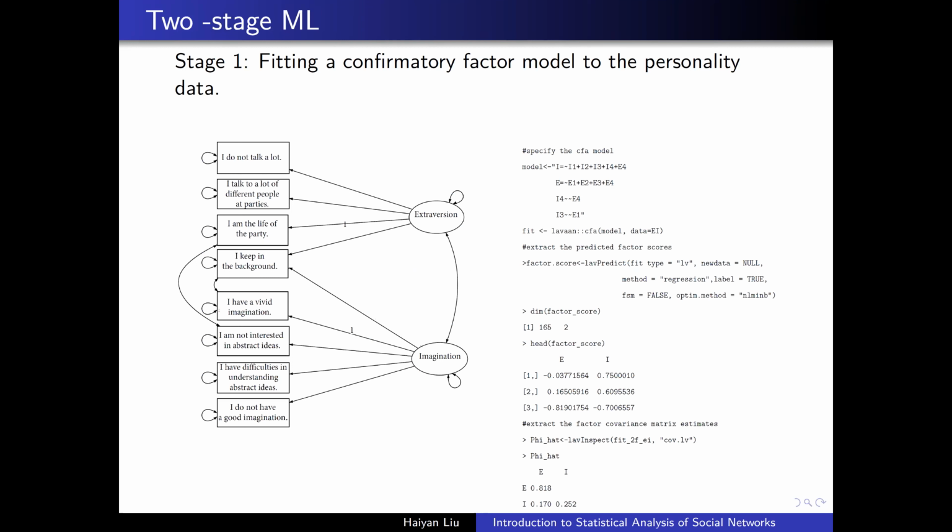Now here is the result from stage one. In stage one, we fit a confirmatory factor model to the personality data. For instance, one factor is extrovert and the other is imagination. Each of them has 4 indicators. By exploring the factor structure of this specific data set, we also detected cross-loadings from imagination to an item, which I keep in the background, and also correlated residuals. So this is the final structure we extracted.